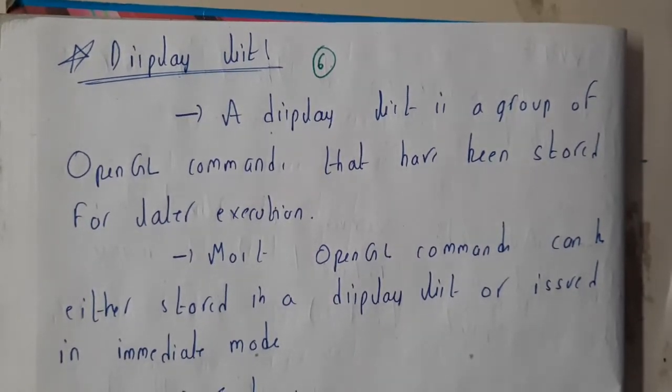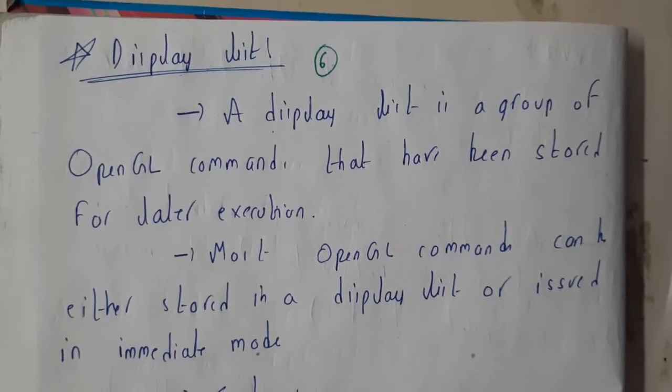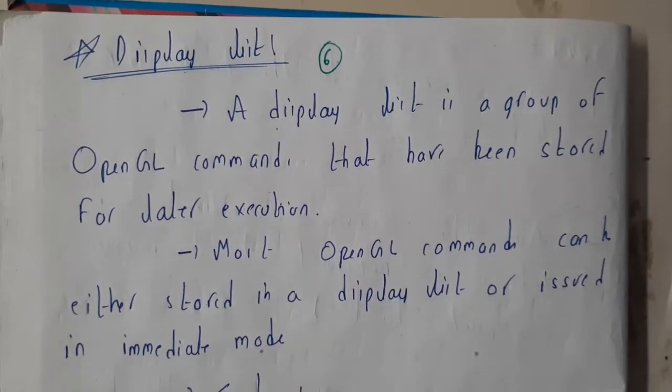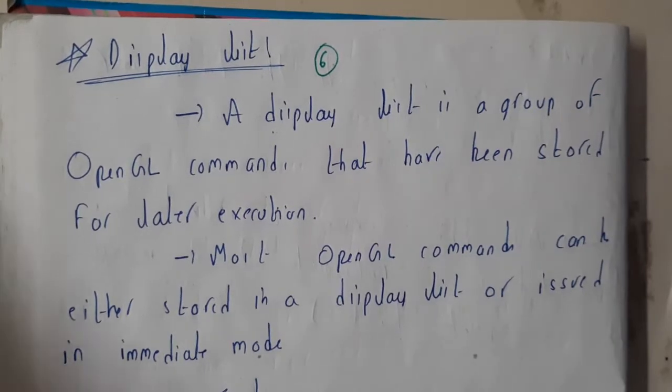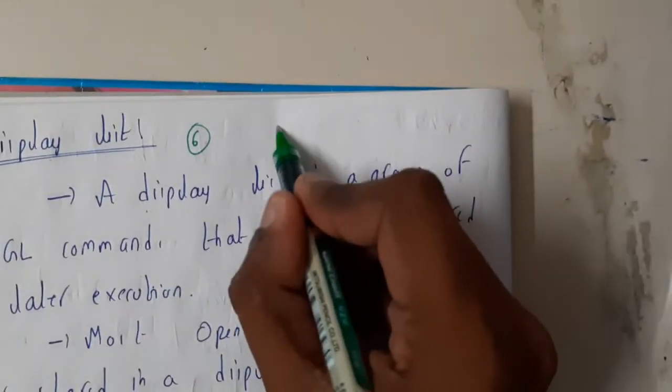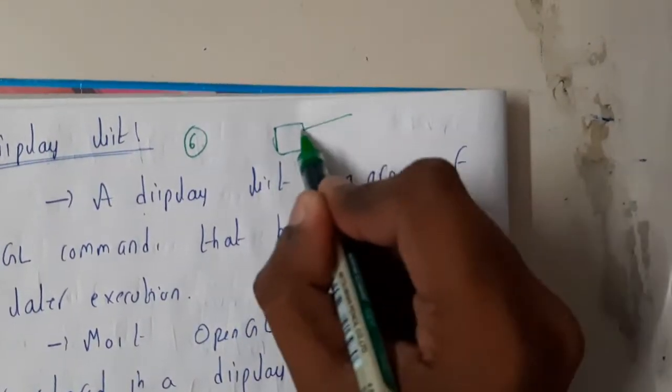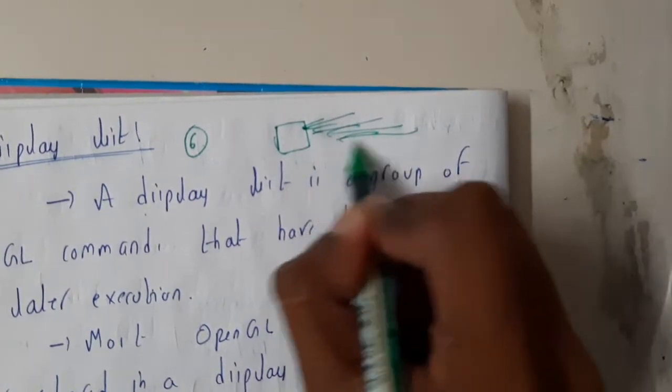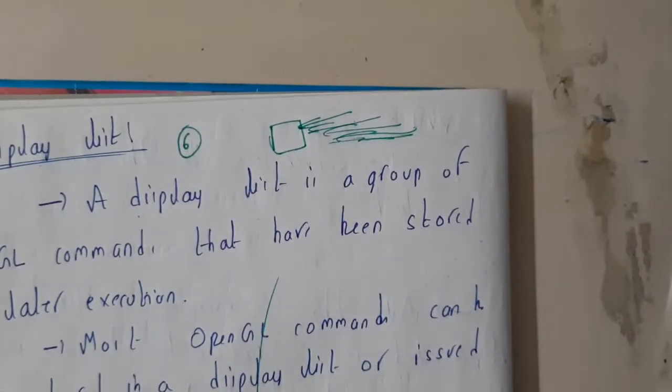In this tutorial, let us go through display lists. I hope everyone has a small idea on this topic. Basically, a display list is a separate block of code which we will be calling whenever we require. We will be calling it multiple times according to our requirement.